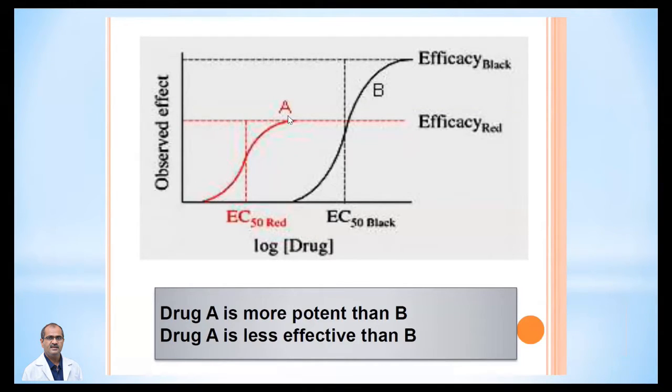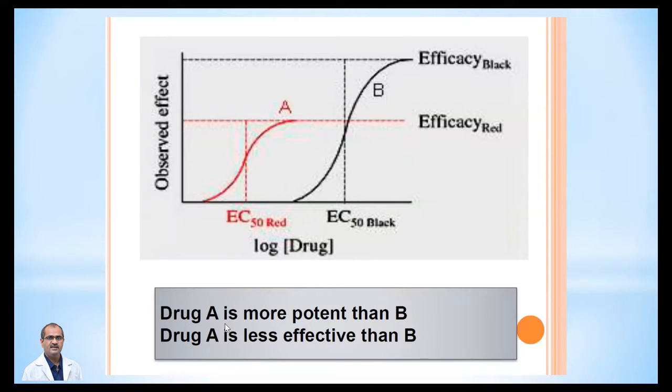There are two drugs here, drug A and drug B. So the initial dose or the threshold dose of A is here, whereas the maximal response dose or efficacy dose is present here for drug A, whereas the EC50 of the black is this one, where more and more dose is required to elicit the response. More dose is required for B to reach the efficacy.